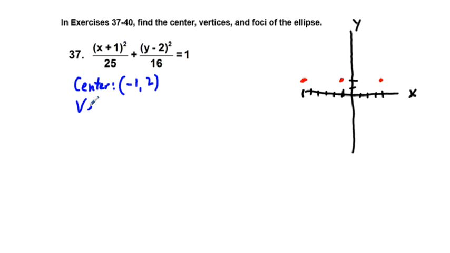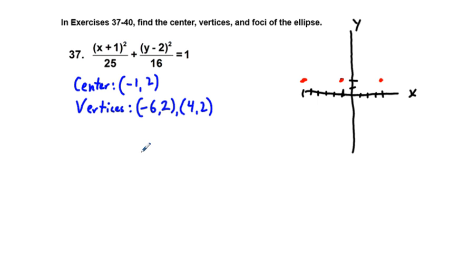Okay, vertices are going to be at, looks like -6, 2, and also at 1, 2, 3, 4, at 4, 2. And so really we're just left to find the foci.